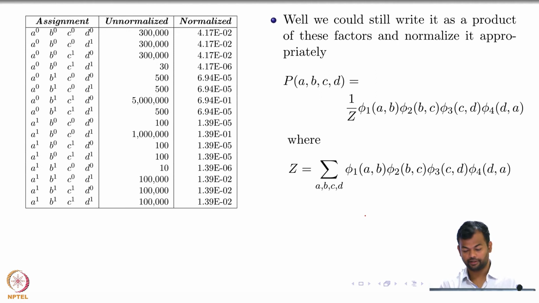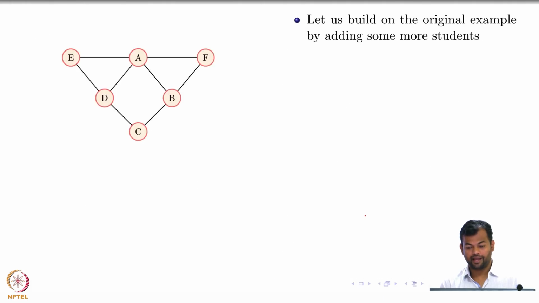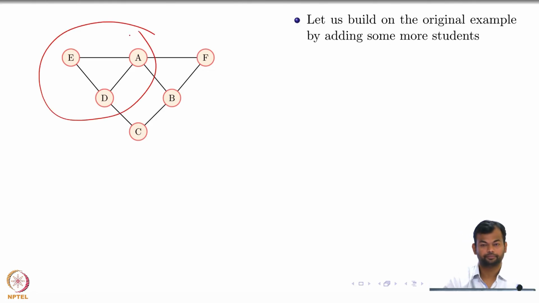So let's see, right? Let us build by adding some more variables. Now suppose this is the graph that we have. Now we have more students and these are the interactions, right? So can you explain this graph in English to me? What does it mean? For example, what does this mean? The students A, D and E form a study group, right? And it also means that A and E independently can also form a study group.